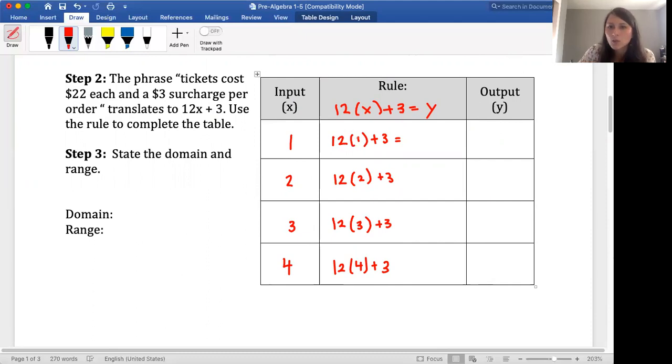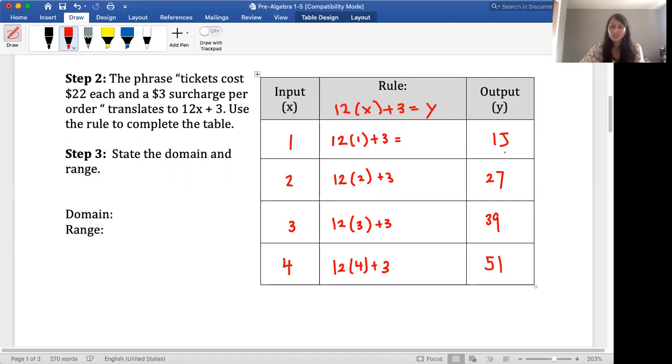So 12 times 1 plus 3 is 15. 12 times 2 is 24. 24 plus 3 is 27. 12 times 3 is 36. 36 plus 3 is 39. 12 times 4 is 48. 48 plus 3 is 51.